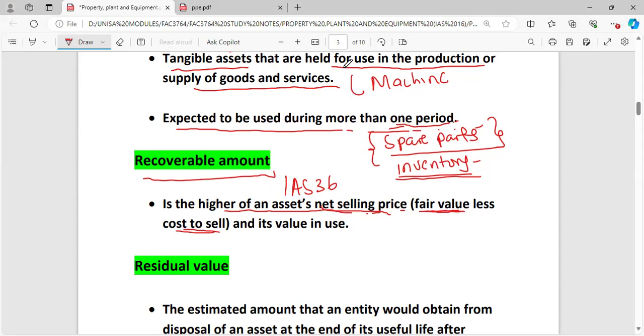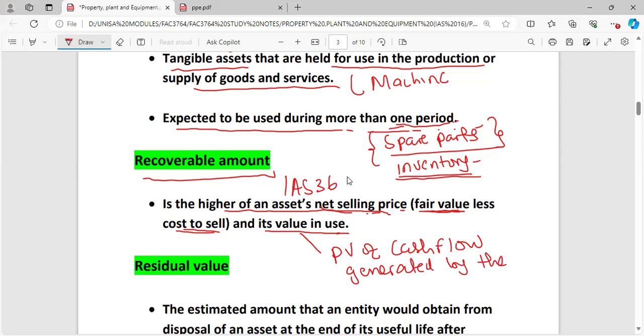Then that one is going to be the net selling price. So the recoverable amount is going to be the higher between the two, which is the fair value less cost to sell and the value in use. Value in use is the present value of the cash flows that are going to be generated by the asset. So that is going to be the value in use.